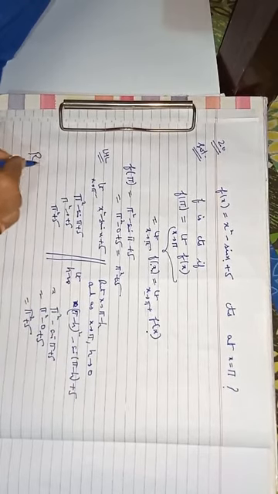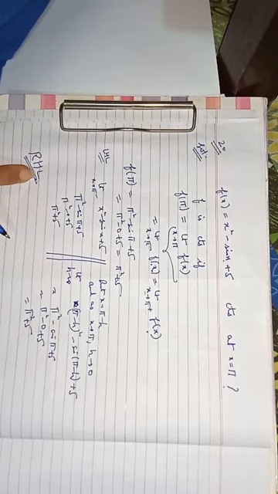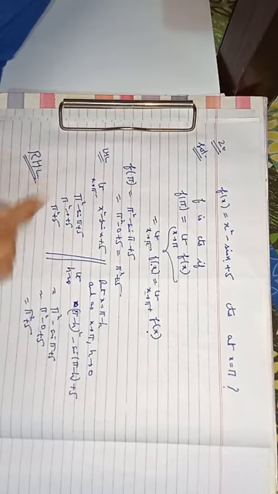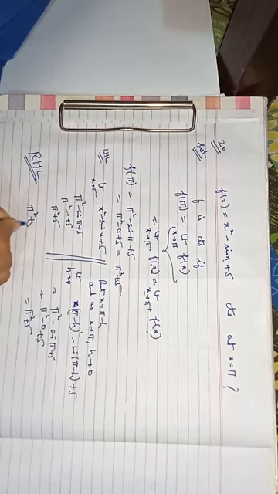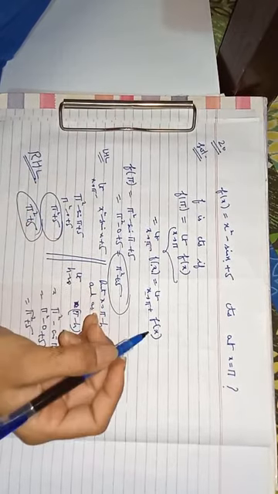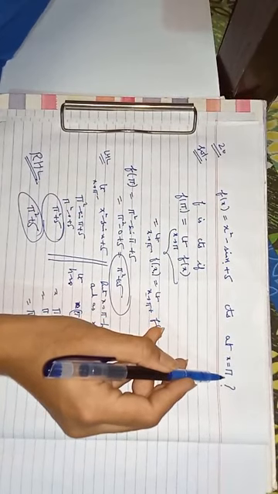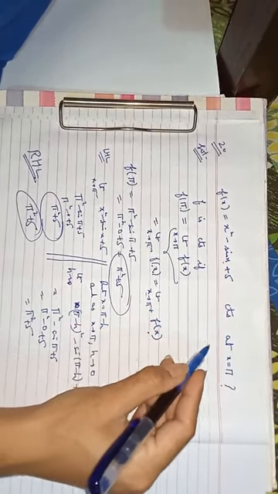So you can easily check the right hand limit. I will leave this part for you as an exercise. You will check that the right hand limit also comes out to be pi square plus 5. All the three values are same, so you can say that the function is continuous at x equal to pi. Right? This is one method to solve this question.